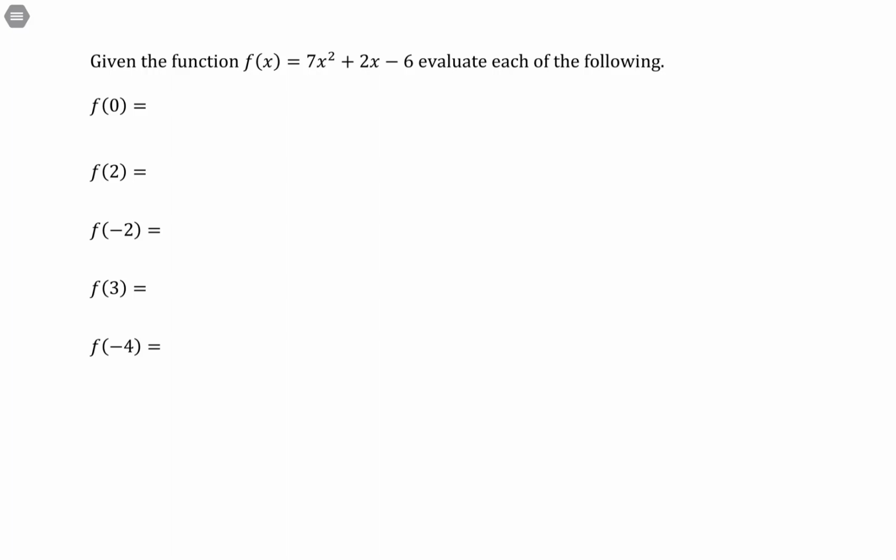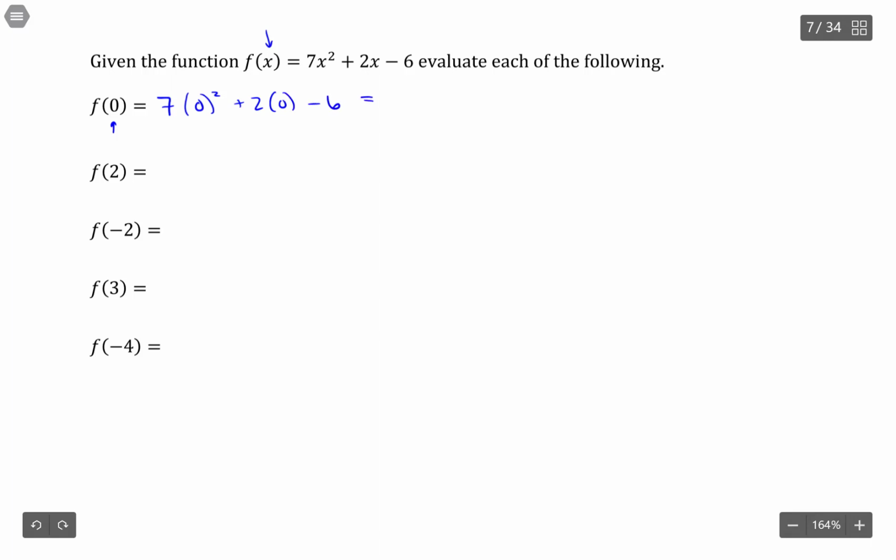Given the function f of x equals 7x squared plus 2x minus 6, evaluate each of the following. So to evaluate each of the following, one thing we can do is just take the input value, which at first is 0, and replace all of our x's with 0 throughout the function. So I would have 7 times 0 squared plus 2 times 0 minus 6. Anything times 0 is just 0, so this results in negative 6.